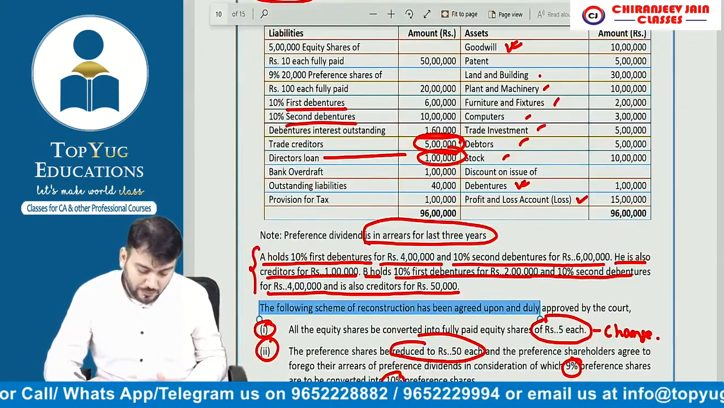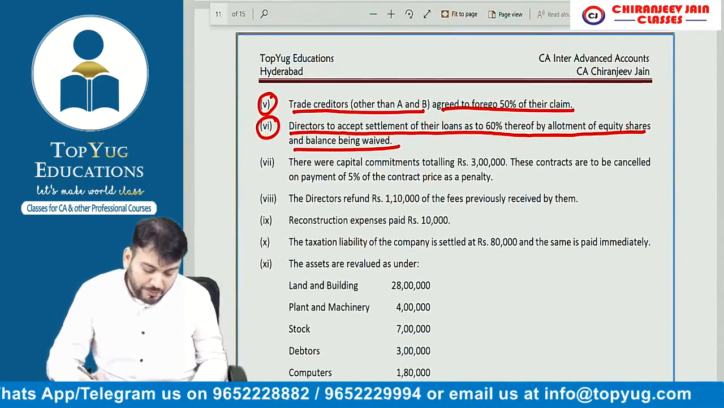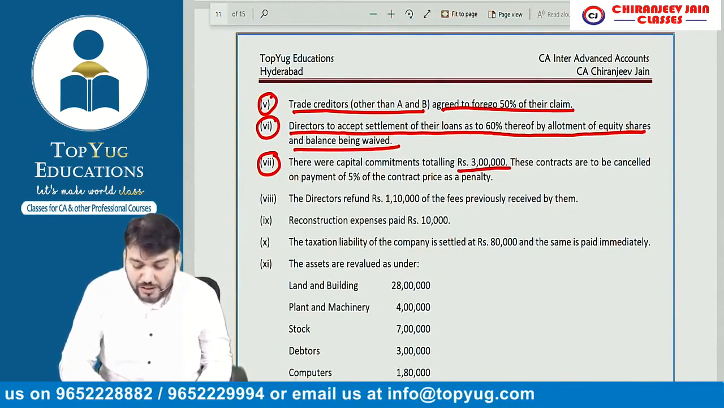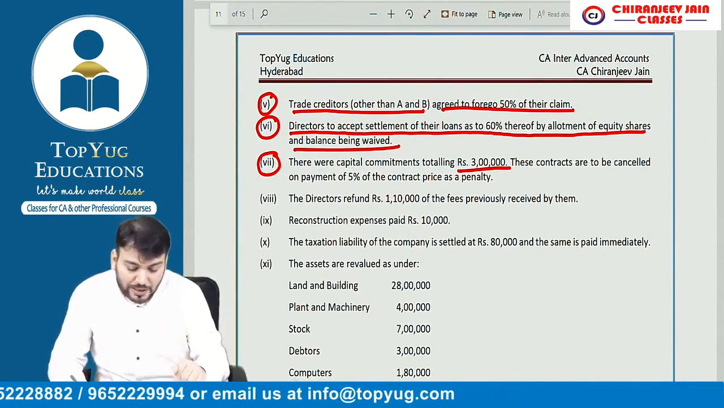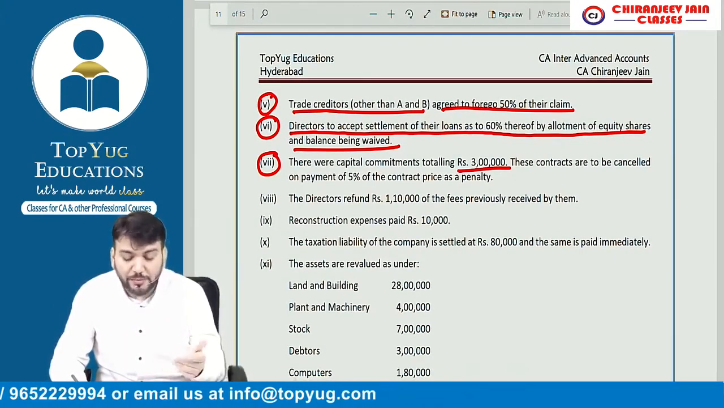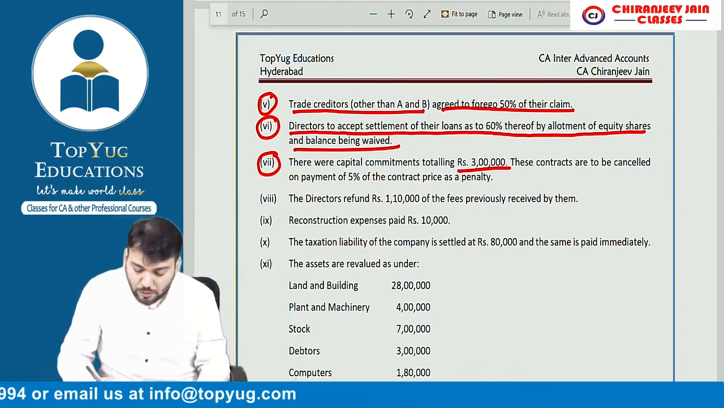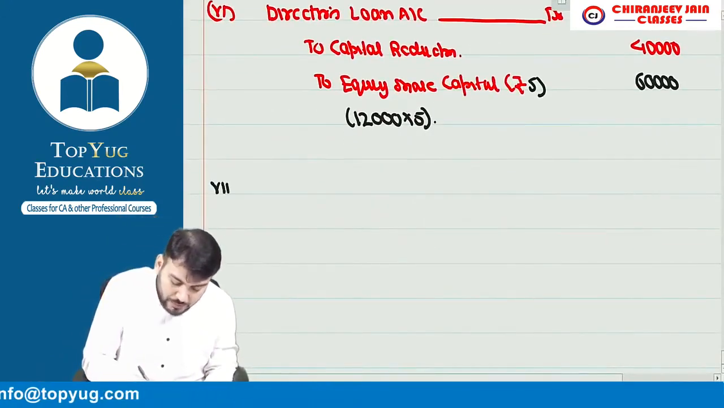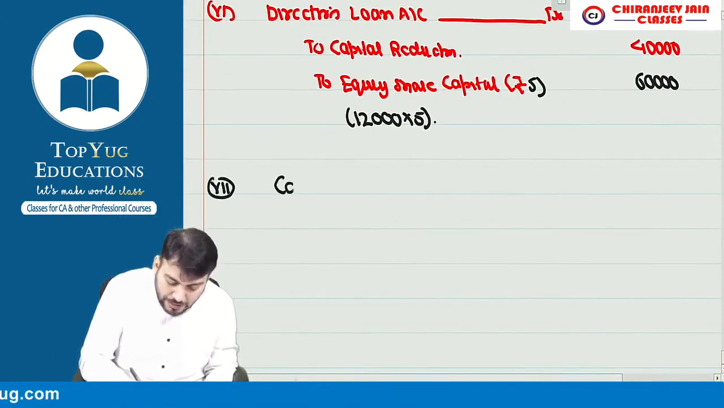Yes, sir. Then coming to the next point. Point number 7. There were capital commitments totaling rupees 3 lakh. This contract is to be cancelled on payment of 5% of contract price as penalty. So tell me what will be the entry. Point number 7. Tell me. Capital reduction.